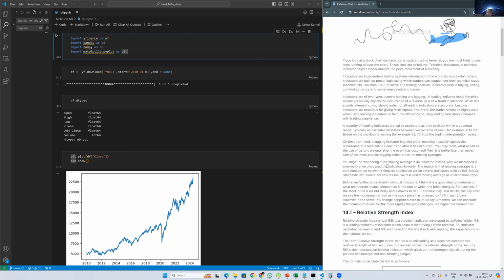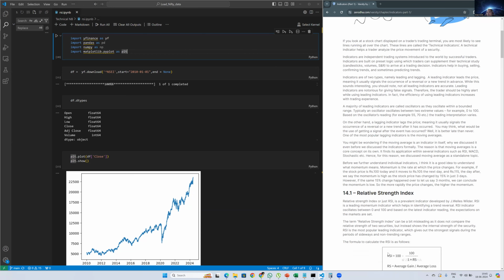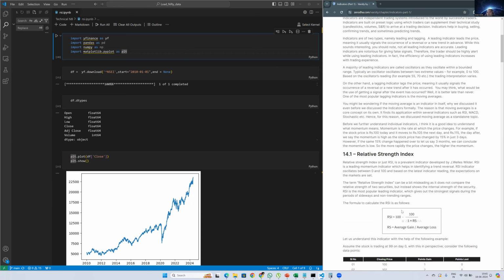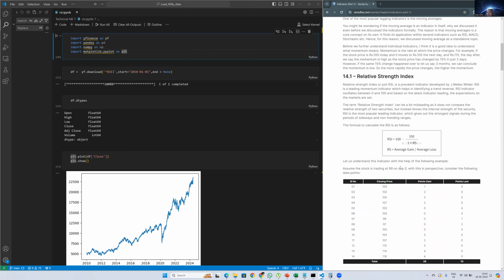What it says here is it oscillates between 0 to 100. And there is a formula which looks very complicated. RSI is equal to 100 minus 100 upon 1 plus RS. And this RS is average gain upon average loss. So I'll take a break here to help you understand what are the different pointers here with respect to RSI.